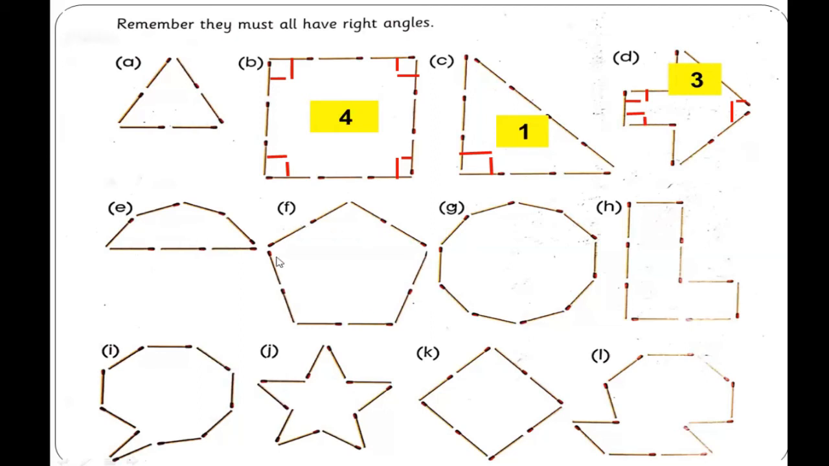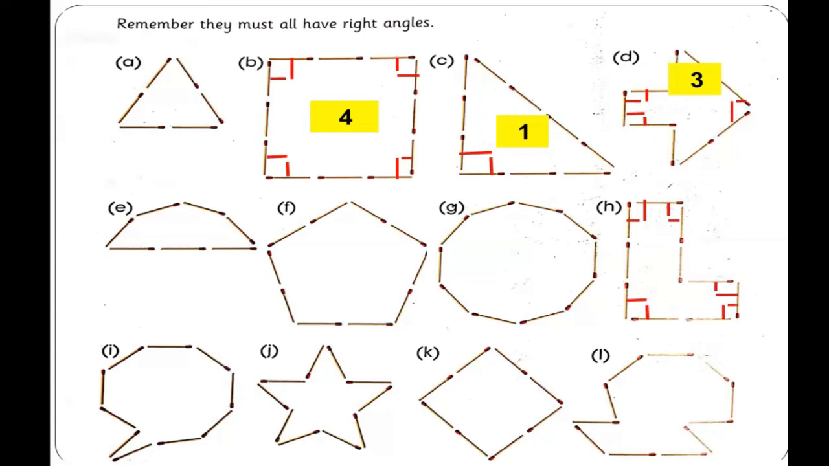Now look at this pentagon. Do you have any right angles? No, we don't have any right angle here. But in this L shape, we have one right angle on this side, 90 degrees. The other side, more? Yes, one more.